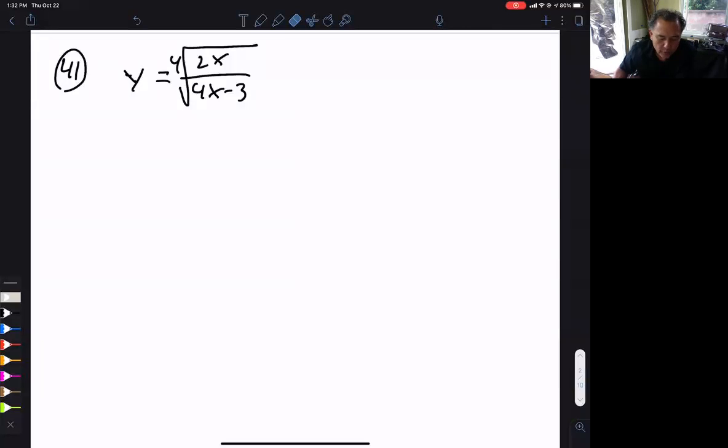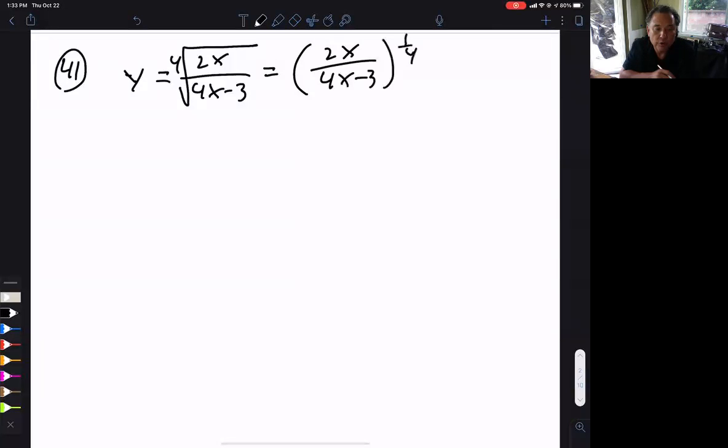This is section 3.8, number 41. To do this problem, you have to recognize what a fourth root is and how to rewrite that. You need to rewrite this as 2x over 4x minus 3, and a fourth root is a 1/4 power. And so this is actually just simply a chain rule.